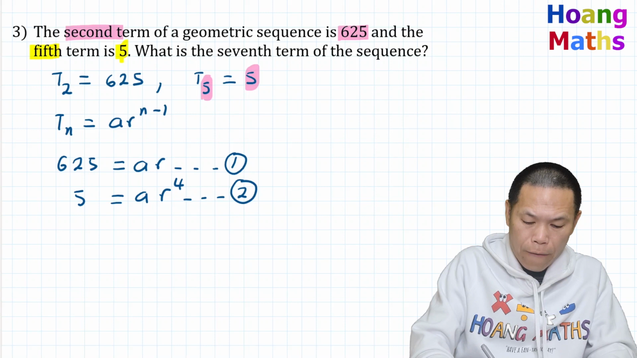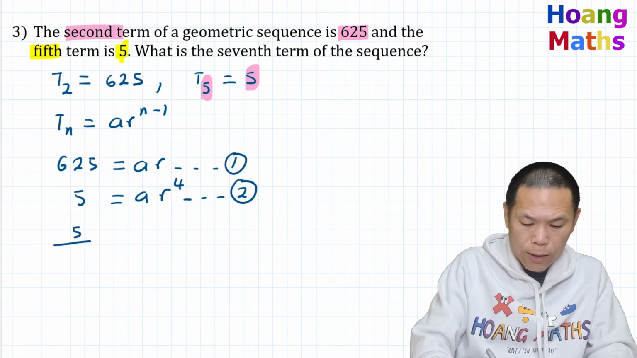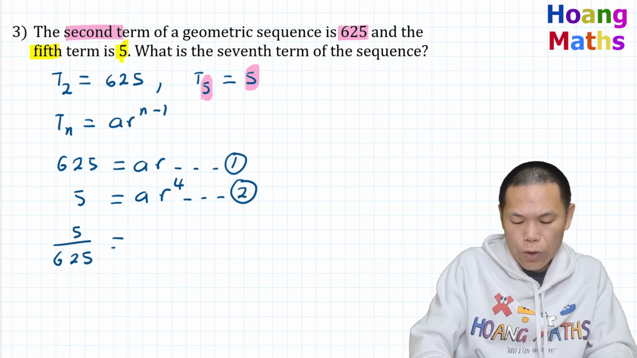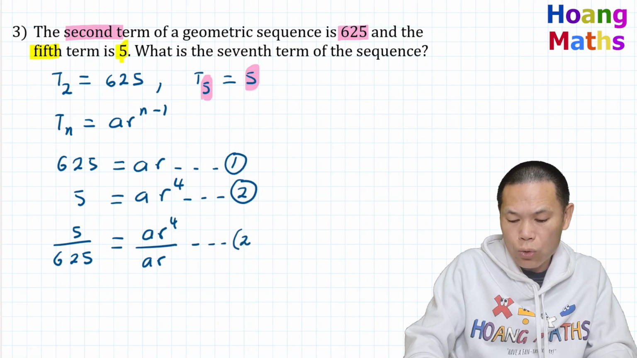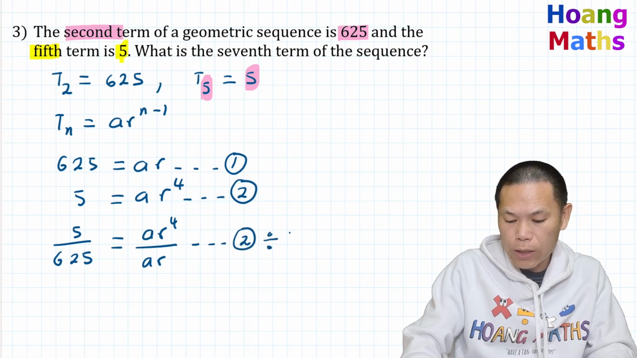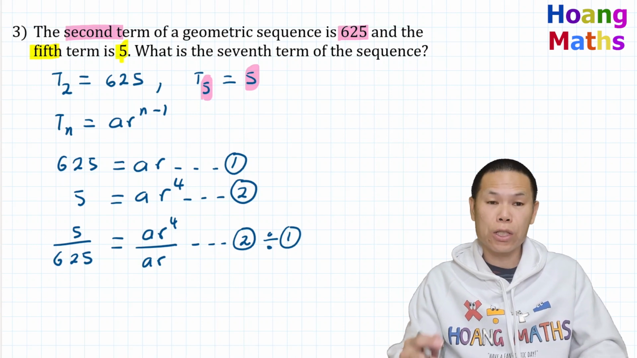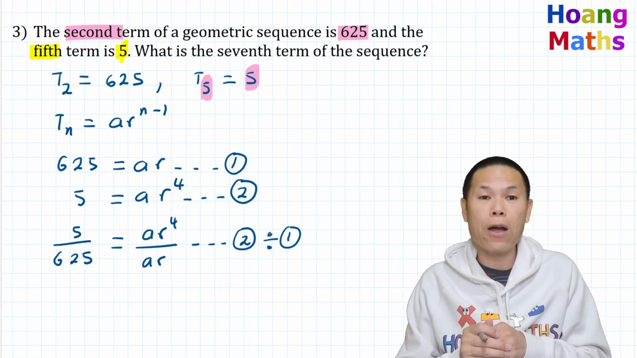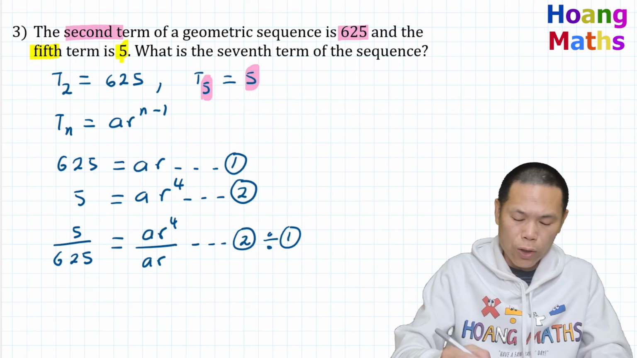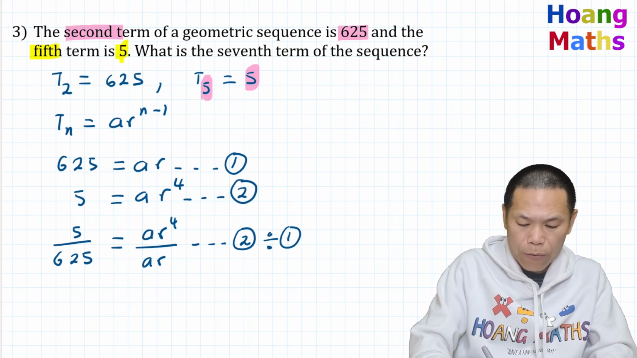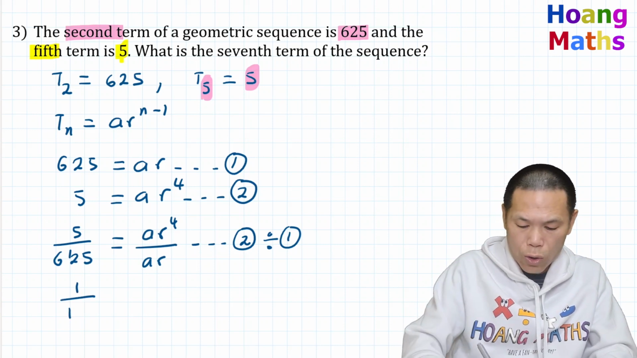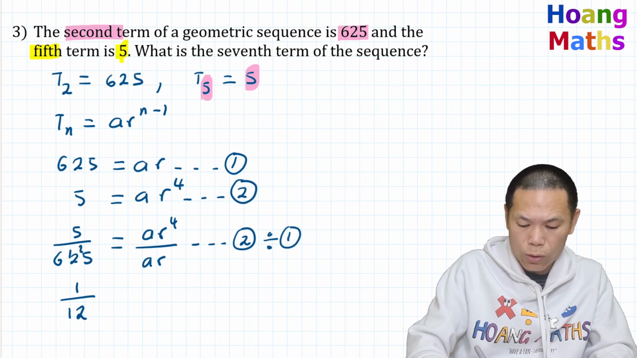So this means that 5 over 625 will give me AR power 4 over AR. So that is equation number 2 divided by equation number 1. So what I do now, I just simplify this. So for 5 over 625, I can just quickly simplify, or you can just put down a calculator, okay? So 5 divided by 5 is 1. 5 goes into 6 once, remainder 1. 5 goes into 12 twice, remainder 2, so it's 125.